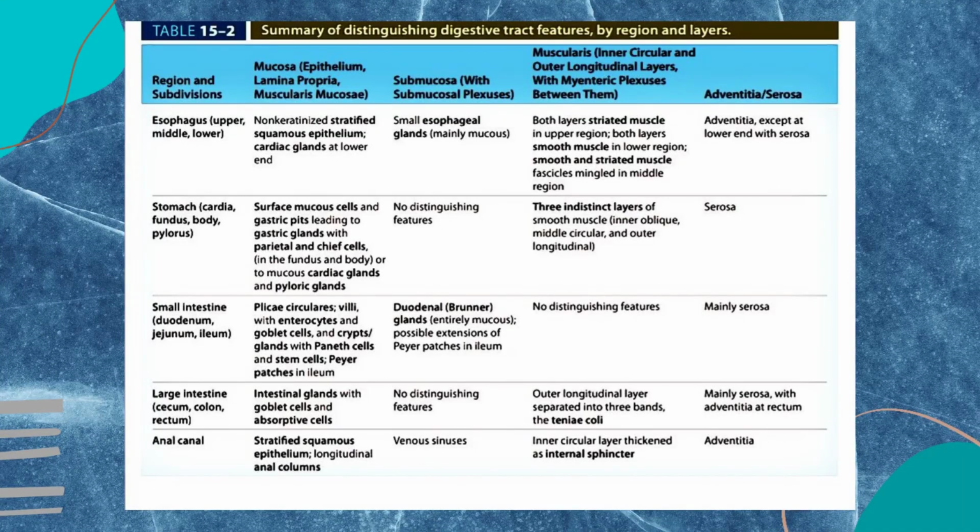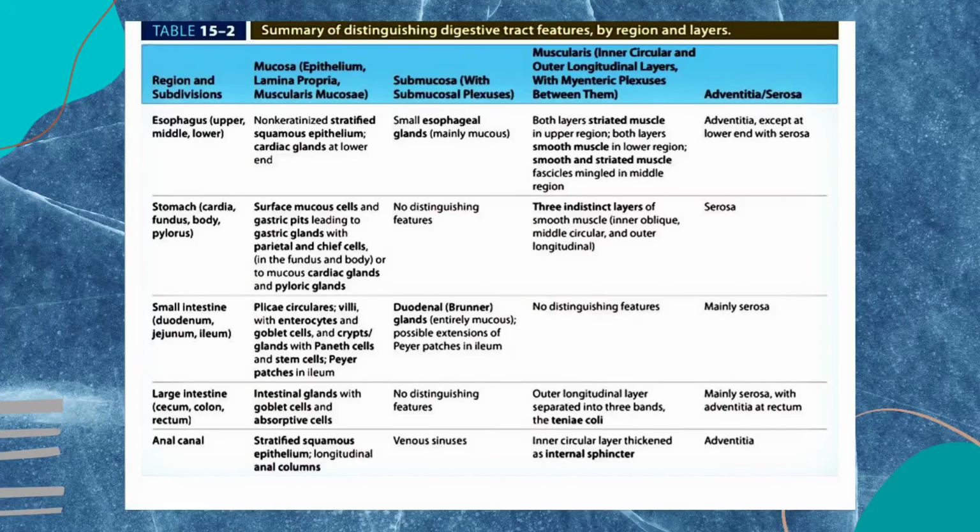Next, in the last column, we have our serosa. The esophagus has adventitia except at the lower end with serosa. Stomach, serosa. Small intestine, mainly serosa. Large intestine, mainly serosa with adventitia at the rectum, and the anal canal has adventitia.